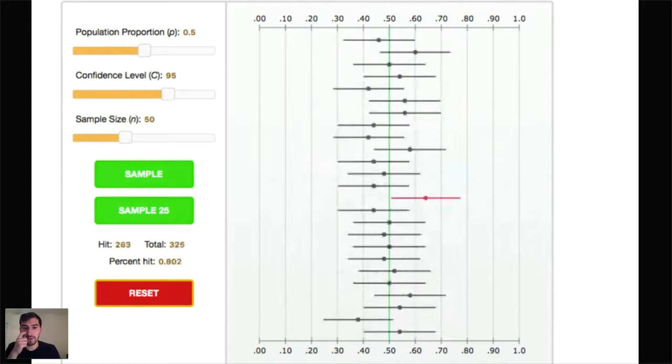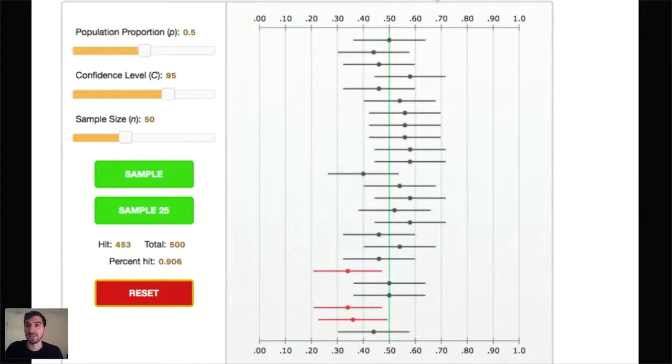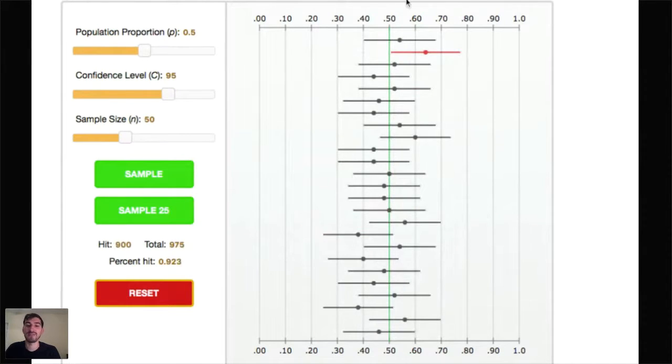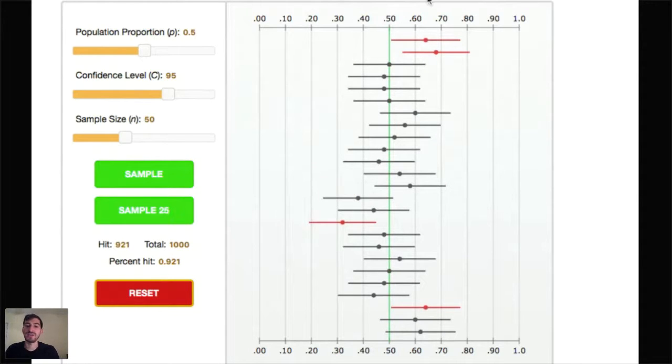In fact, if I keep going, you can see I'm now at 500 trials, and I'm over 90% accuracy. Eventually, in the long run, this is going to get closer and closer to 95% hit. 1,000 samples in, 921 of my intervals have contained the correct answer. So I'm getting closer to that actual capture rate, if you will. And that's what that confidence level stands for, what percentage of all intervals created from this sample size, from this population, would contain the correct answer to the actual population proportion.